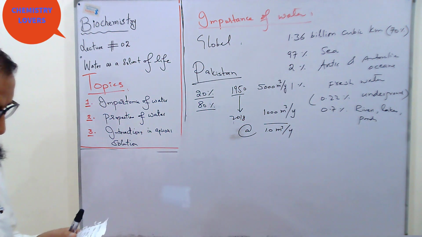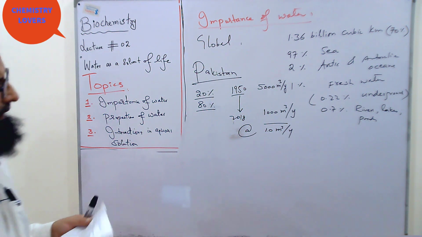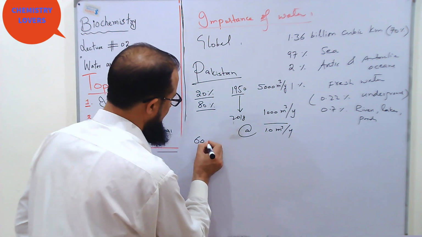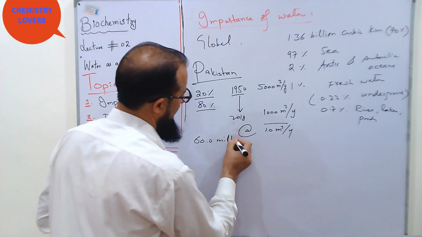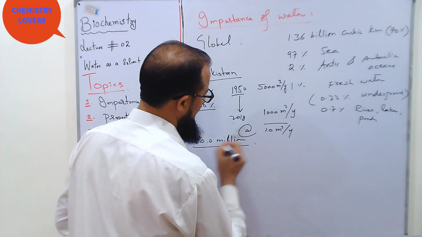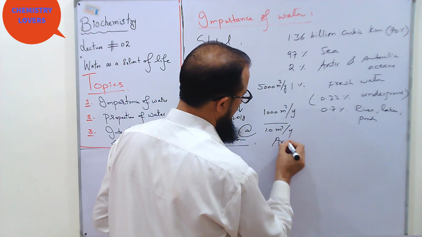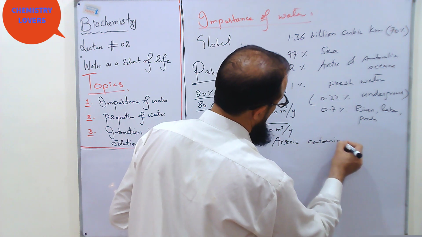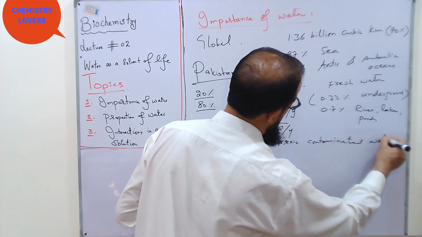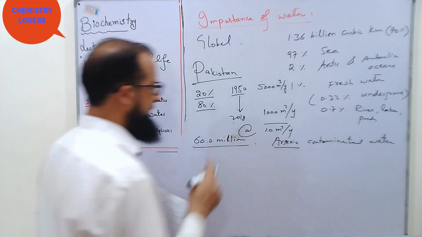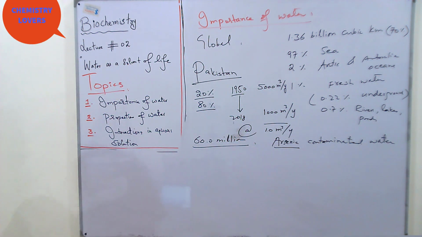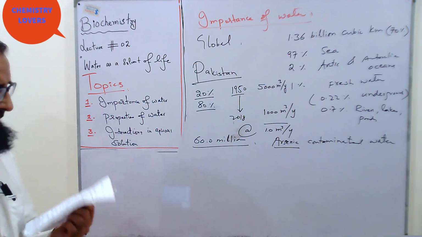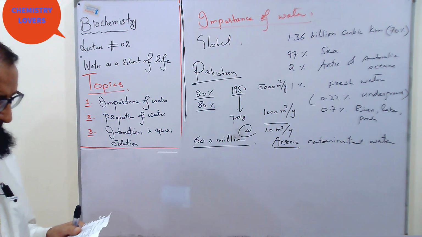So this is the situation in Pakistan, and about 60 million people in Pakistan are using arsenic contaminated water. And arsenic is very dangerous because it can create a large number of diseases like cancers and many others.